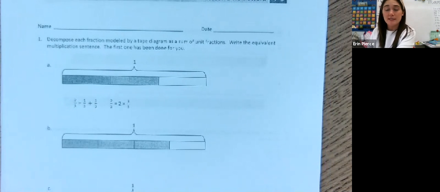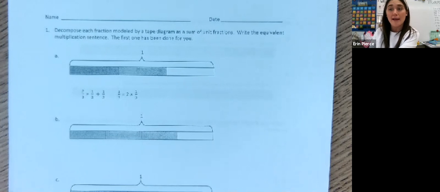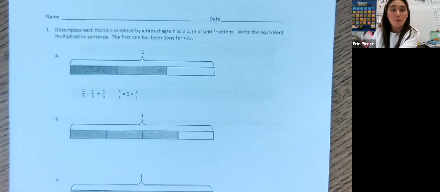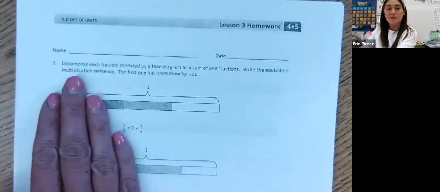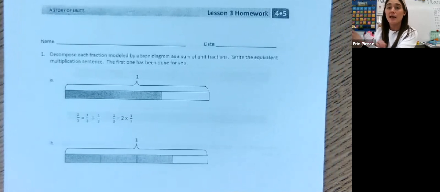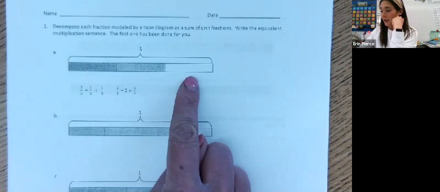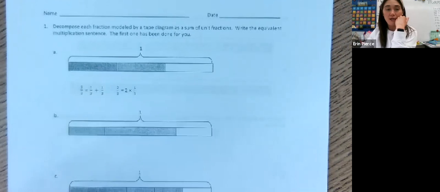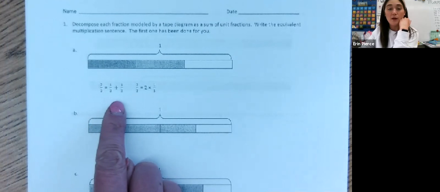It's very, very similar to what you did on the problem set for your homework on Wednesday when you were at home. So what you're given on the first page, it says decompose each fraction modeled by a tape diagram as a sum of unit fractions. Then you're going to write the equivalent multiplication sentence. The first one has been done for you. So on this, they have thirds, and of those thirds, 2 are shaded. So they have 2/3 equals 1/3 plus 1/3.